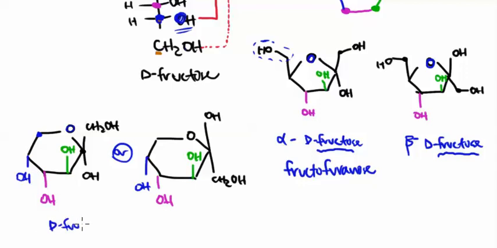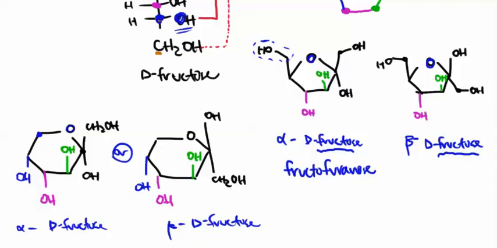This is D-fructose, and this is D-fructose. If I look at the OH groups here, in the first one my OH group is pointed down, so this is alpha, and here the OH group is pointed up, so this is beta. So there's the alpha version and there's the beta version of the fructose.